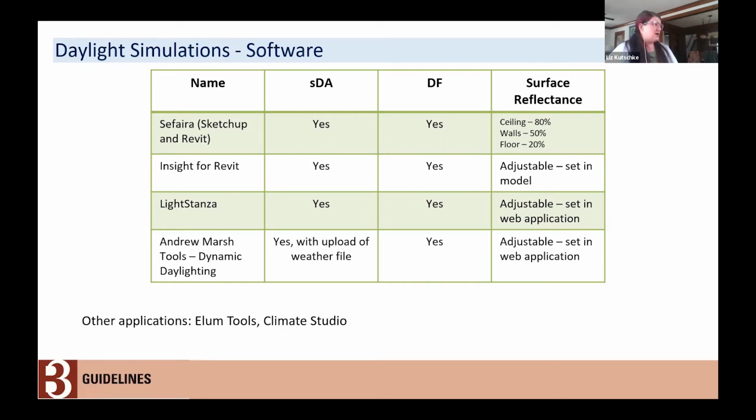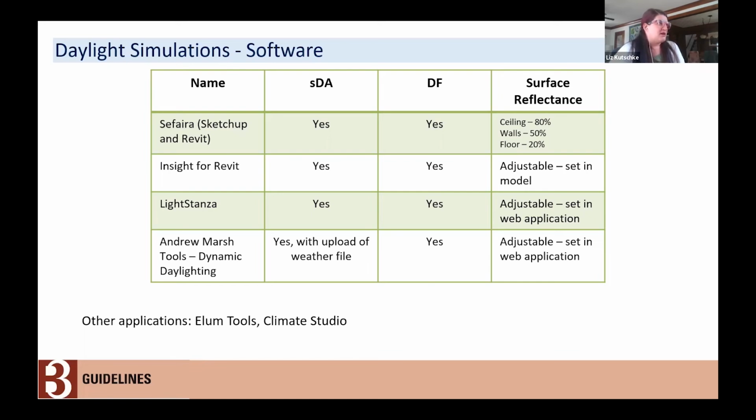Insight for Revit does both of the metrics, and the surface reflectances are set in the Revit model itself, so that's part of the modeling process there. Lightstanza, as I mentioned, is a web application that receives imports from Sapphira and Revit, and then the surface reflectances are set on the web application. And similar to Sapphira, the daylight factor reporting is less obvious on a room by room basis. It defaults to reporting the daylight factor of the entire building, which is not exactly what we need for our compliance metrics.